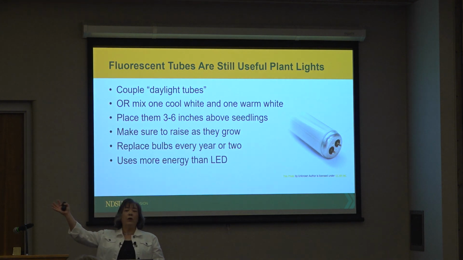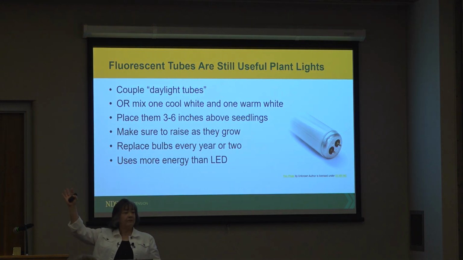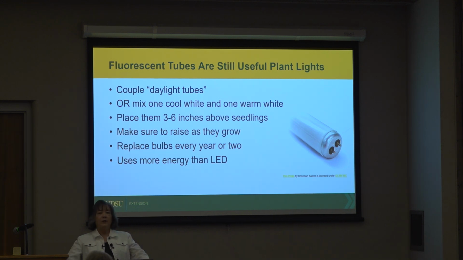How many of you are growing under fluorescent lights? There's nothing wrong with growing under fluorescent tube lights. They're still very useful. You've got some options. You can use a daylight spectrum, like the spectra I showed you. You can mix one cool white and one warm white, and then you would place them 3 to 6 inches above your seedlings. You want to place them fairly close to the seedlings so they receive more light. But as those seedlings grow, you've got to raise them up.